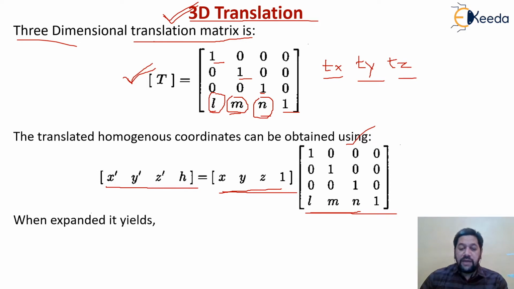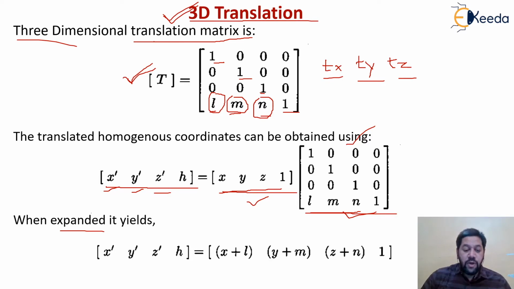If I multiply and expand this, multiplying the original object with the transformation matrix, then what values will I get for x dash, y dash, and z dash? This is my transformed object. What is my value of x dash? My x dash is equal to x plus L. So I get the formula x dash is equal to x plus L. What is my value of y dash? My y dash value is y plus M.